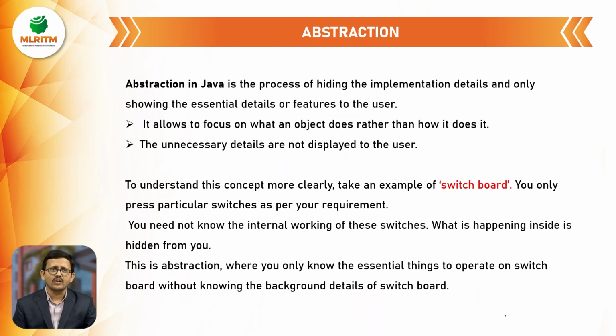Next, the important concept is abstraction. Abstraction is the process of hiding the implementation details and only showing the essential details for the features to the user. So here we are going to hide the implementation and we are just going to show the things that give us the results. This is one of the important concepts because the users are concerned with the results, the end products, but not how we are going to achieve them.